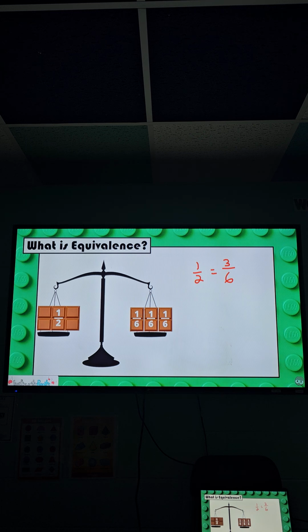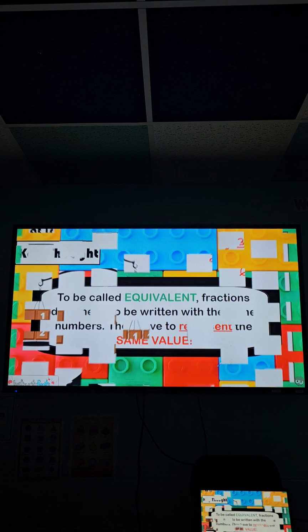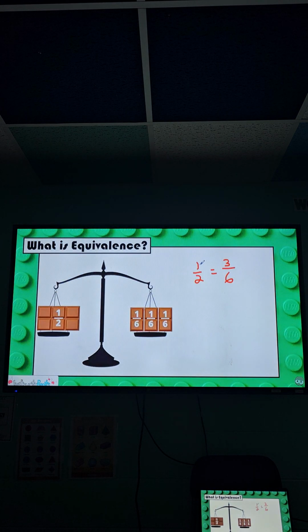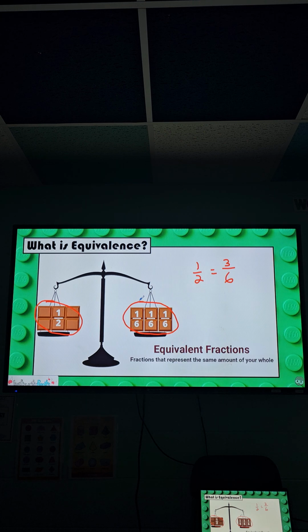I really love this example because it leads us into our key thought, which is that to be called equivalent, fractions don't need to be written with the same numbers. They have to represent the same value. So going back to look at this, 1/2 doesn't look the same as 3/6, right? The numbers are different. In fact, they mean different things. But 1/2 represents this much of my chocolate bar, and 3/6 represented the exact same amount of candy bar, right? That's what equivalent fractions are: fractions that represent the same amount of your whole.